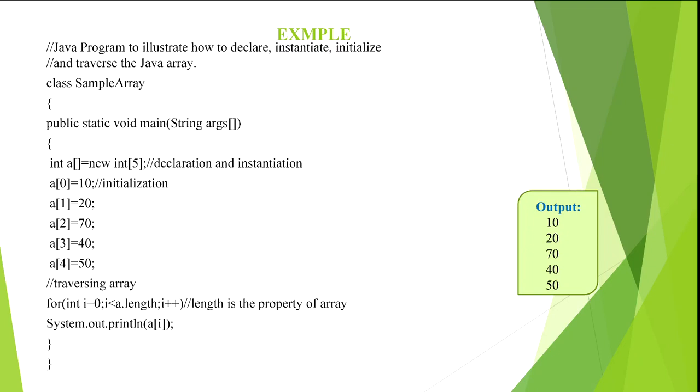i is less than 5. And in the for loop I have used one single statement, System.out.println(a[i]), so that you will get the output. Just see the figure on the right side: 10, 20, 30, 40 and 50. So this is about how to declare an array in Java, how to create an array in memory, and how to initialize an array in memory.